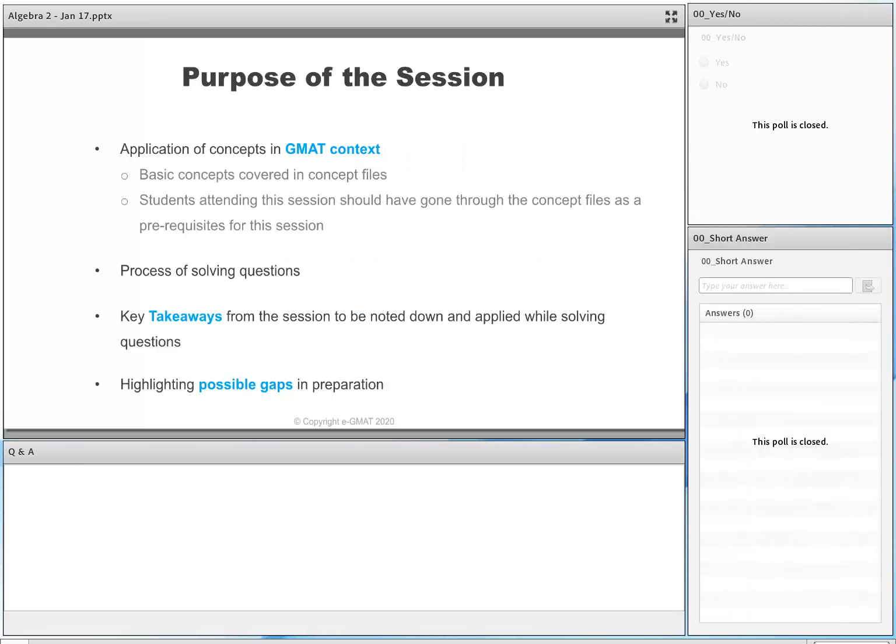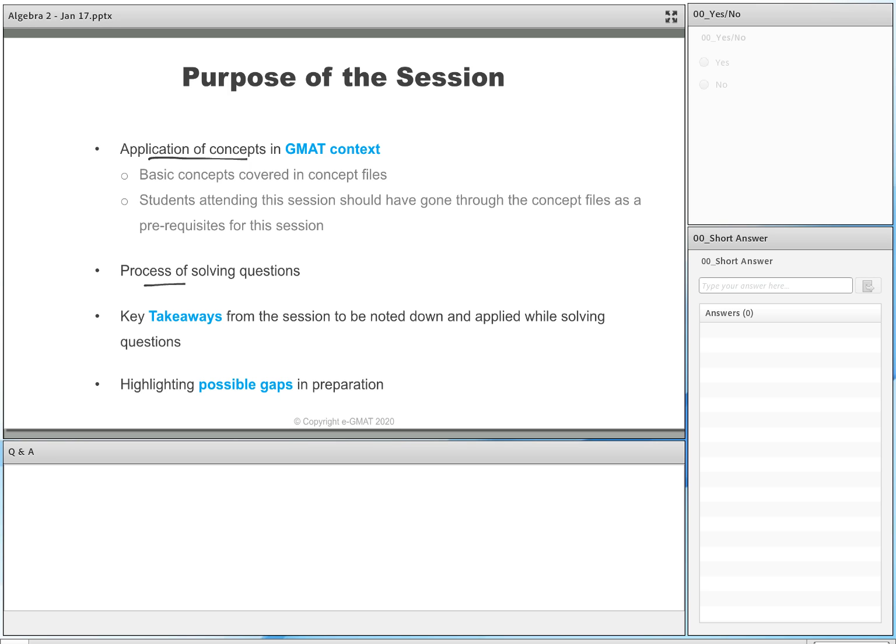The first goal is to understand the application of concepts while we are solving questions in the GMAT context. The basic concepts were covered in the concept files, which we already sent to you, so please take a look at them. In this webinar, we are primarily focused on solving questions and how to use the concepts we have learned to solve the questions at hand.